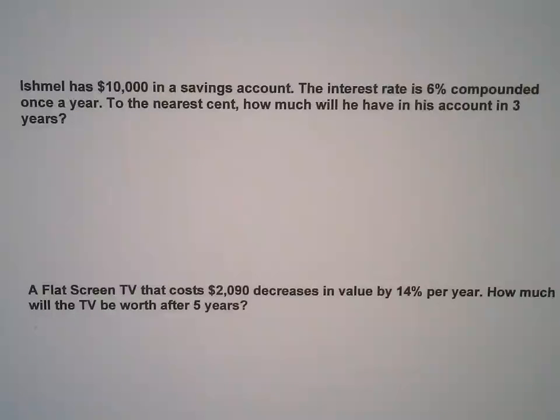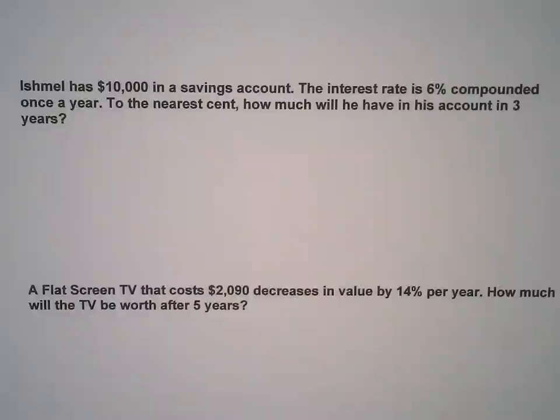I'm going to do two problems here to help y'all out with the quiz on Friday. The first question says, Ishmael has $10,000 in a savings account, and the interest rate is 6% compounded once a year. To the nearest cent, how much will he have in his account in 3 years?